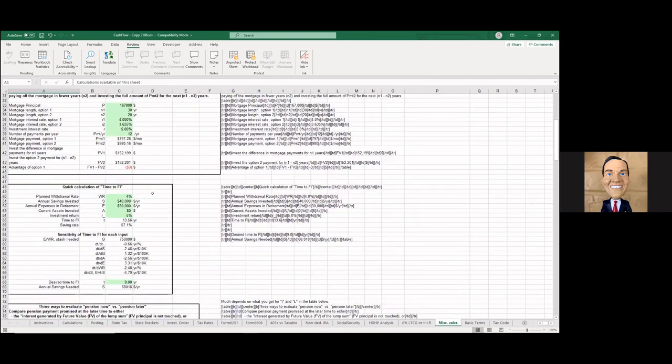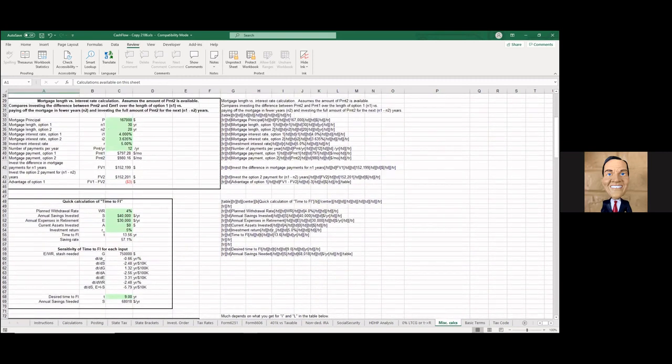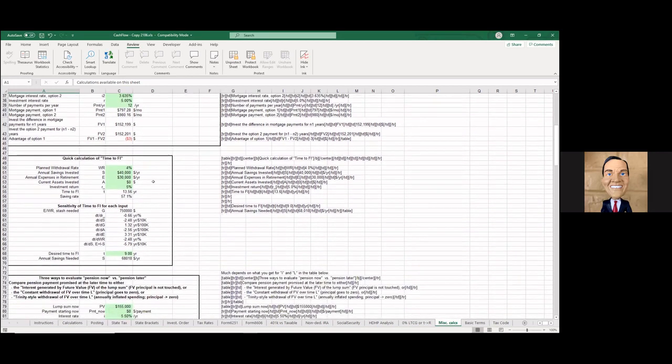And then there's a bunch of others. I think this one is just, people say, well, is it better to pay off the mortgage or invest? And this one will just show that if the after-tax rate is the same, the result is identical.